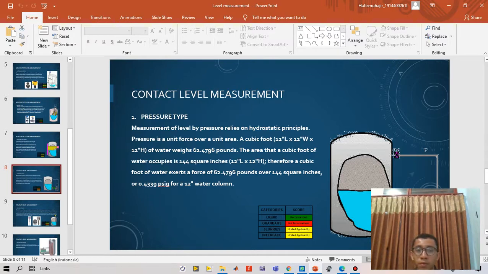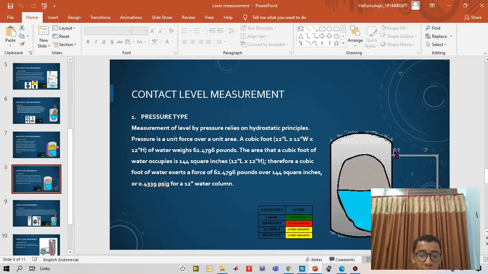Now we are going to the part of contact level measurement. In contact level measurement, number 1 is the pressure type. Measurement of level by pressure relies on the hydrostatic principle. Pressure is a unit force over a unit area.